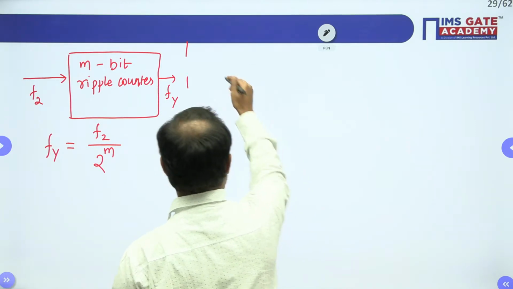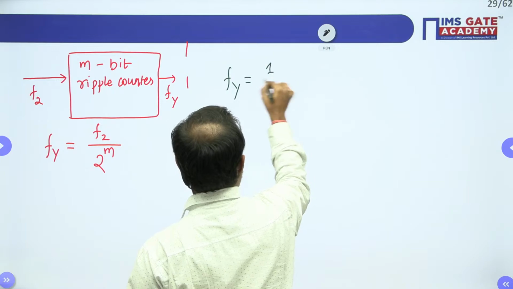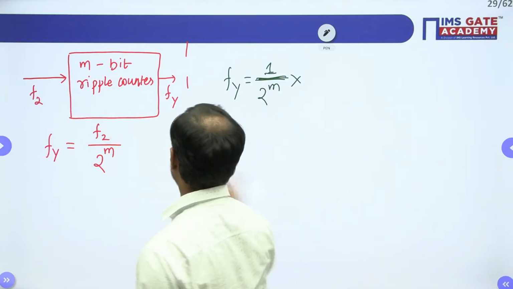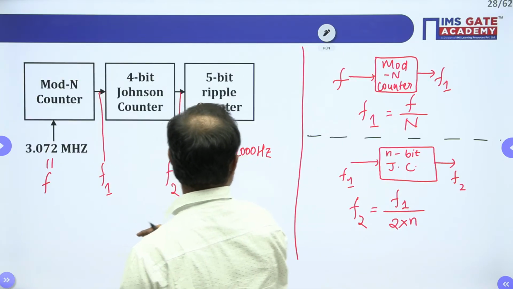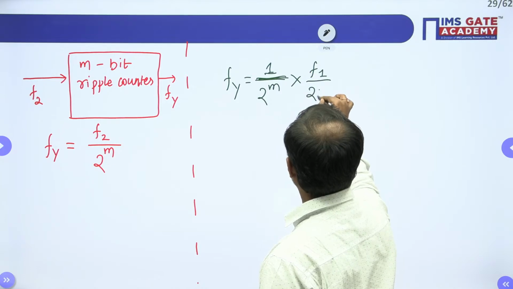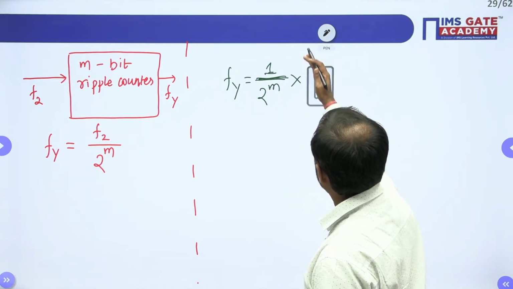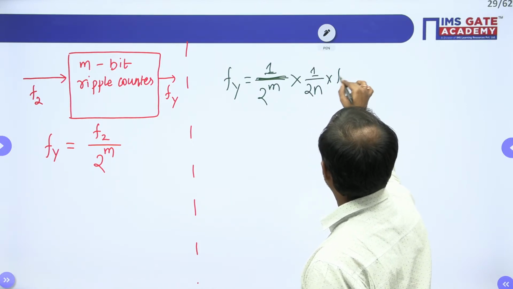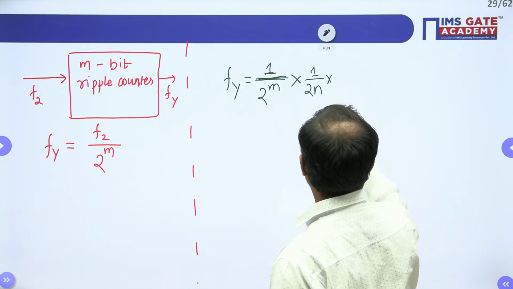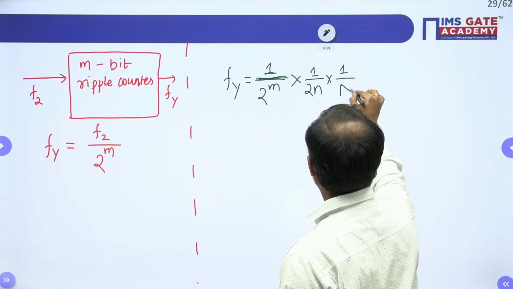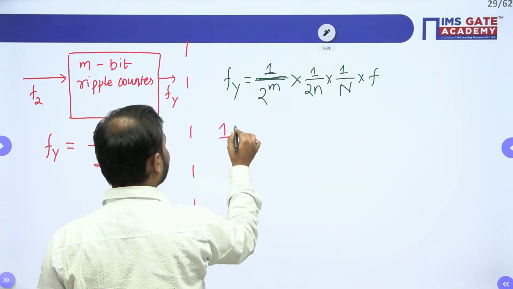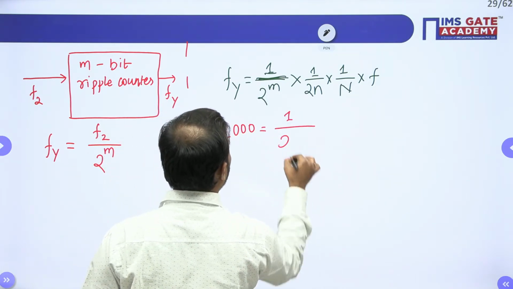Now this Fy is equal to 1 upon 2 to the power m into F2. F2 is what? F2 is F1 upon 2n, so 1 upon 2n into F1. And what is F1? F1 is F by n. So let me replace this with 1 by n into F. Done. So this Fy we have calculated as 1000 Hertz, 1 upon 2 to the power m.